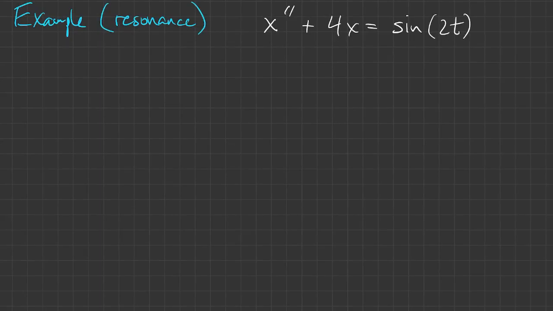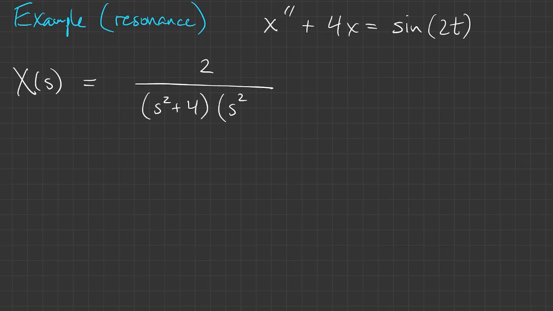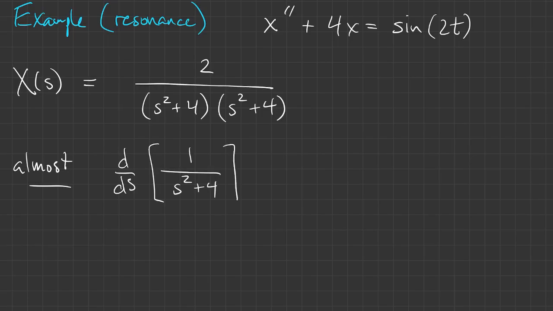This is an undamped oscillator being driven at resonance. So the denominator has one factor of s squared plus 4 from the sine 2t, and another one from the characteristic polynomial. So we have double poles at plus or minus 2i. Now this capital X almost looks like the derivative of something we know how to deal with. It's just missing that factor of s in the numerator and a negative sign, which is trivial.